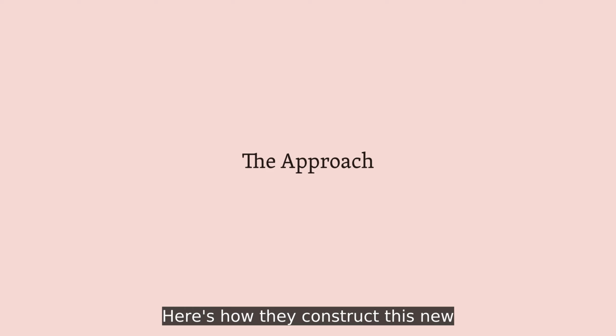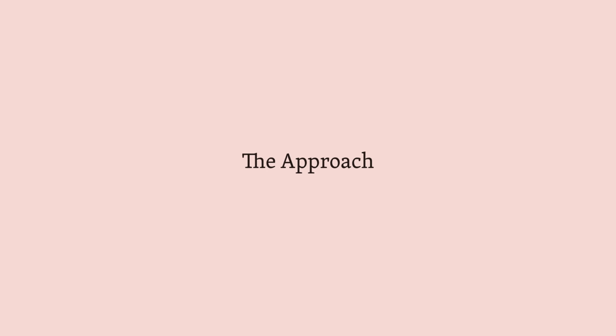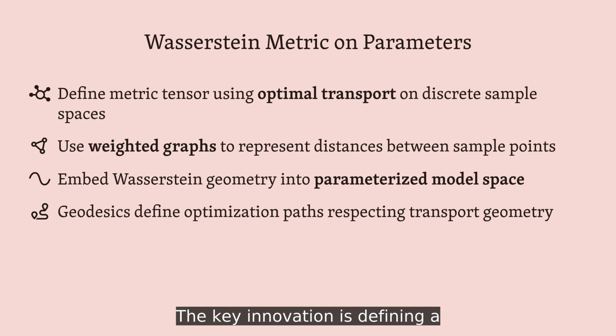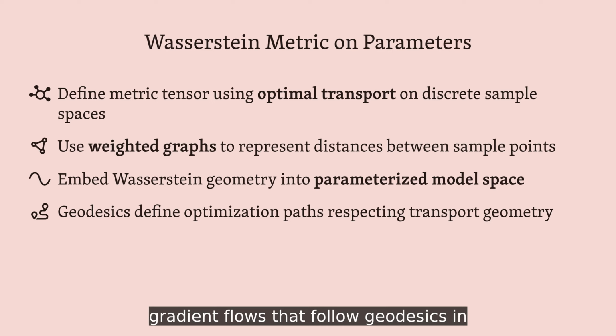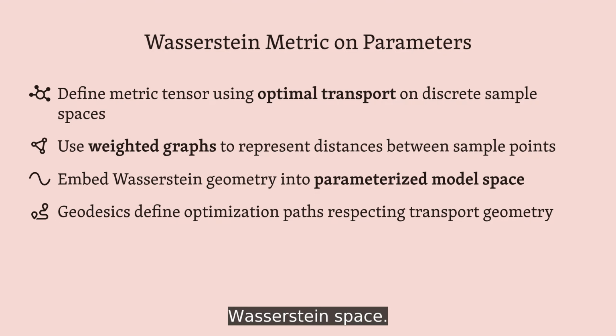Here's how they construct this new geometric framework. The key innovation is defining a Riemannian metric tensor directly from optimal transport. They represent discrete sample spaces as weighted graphs, where edge weights encode prior knowledge about how samples relate, then pull this geometric structure back through the parameterization to create gradient flows that follow geodesics in Wasserstein space.